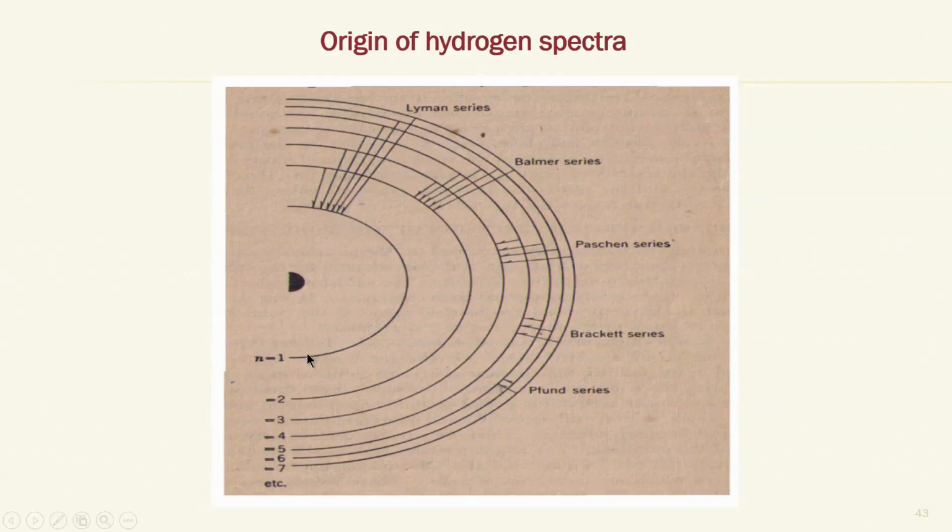You can see this is n equal to 1, and the electrons from here, n equal to 2, n equal to 3, 4, 5, 6, 7 are there, and all of them when they fall to n equal to 1 give you the Lyman series. This is known as the Balmer series, and the Paschen series for n equal to 3, Brackett series and Pfund series.